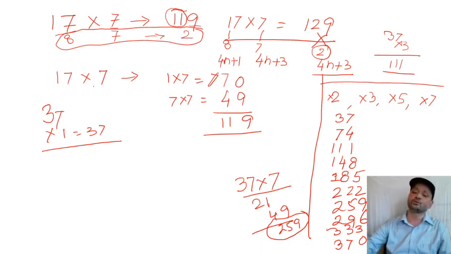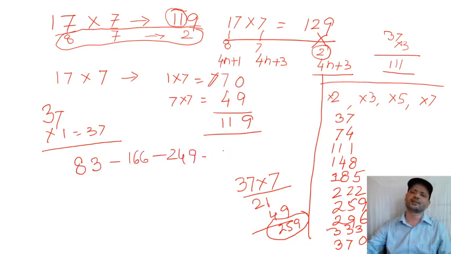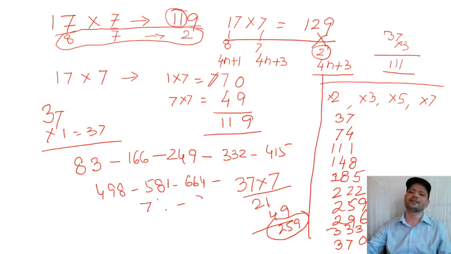Like you read, suppose, some number close to, say, 83. So 83 twos are 166, 83 threes are 249, 83 fours are 332, 83 fives are 415, 83 sixes are 498, 83 sevens are 581, 83 eights are 664, 83 nines are 747, 83 tens are 830.